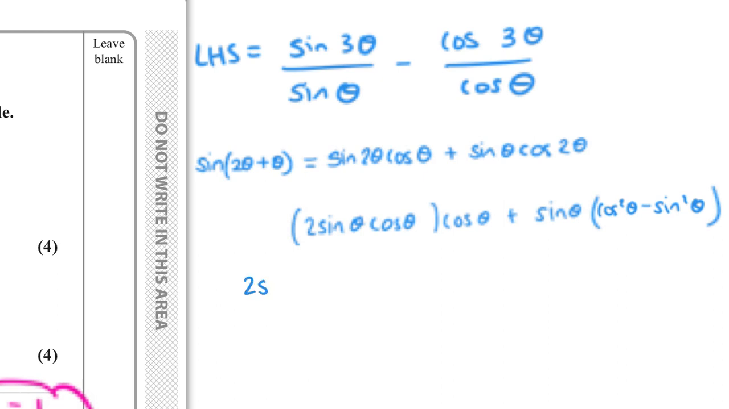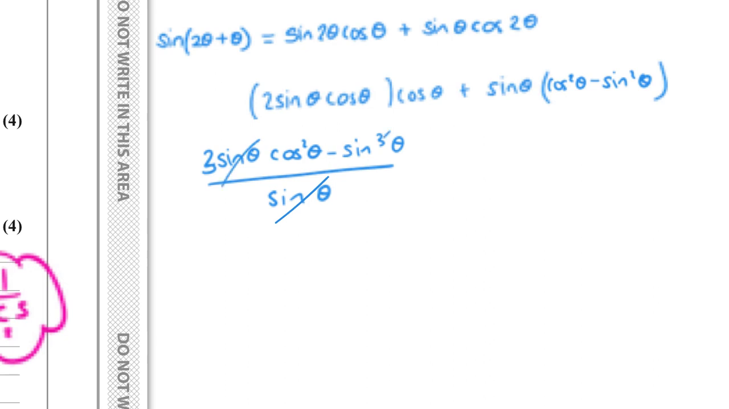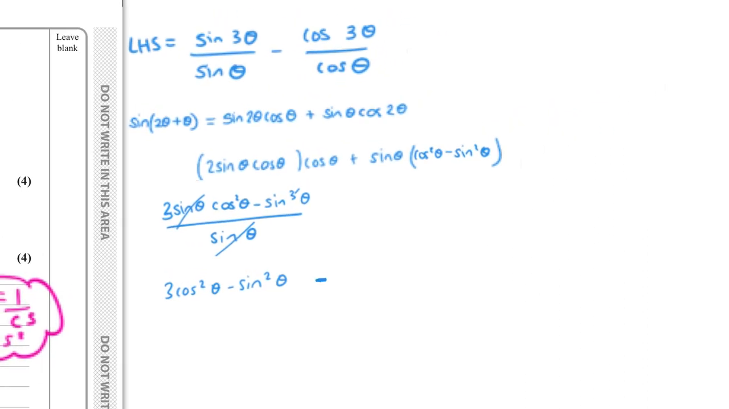Right, so I'm going to have 2 sine theta cos squared theta plus sine theta cos squared theta. Okay, so that's actually 3 of those. Minus sine cubed theta all over sine theta. Okay, so I can simplify this to 3 cos squared theta minus sine squared theta. Okay, what is over 1? Done. Okay, nice and simple. So that is the left-hand side. Minus.